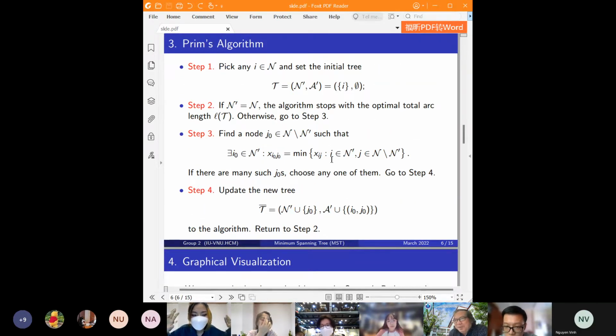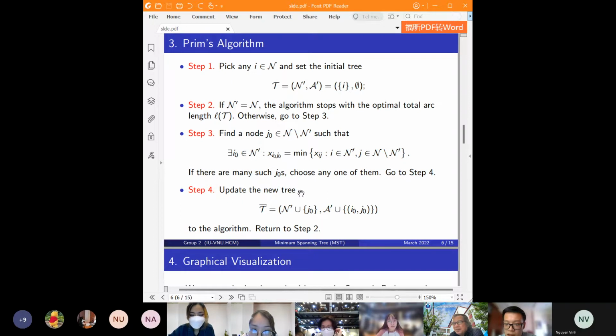The algorithm here sounds okay. Anyway, we can understand. But where is the stop of the algorithm? Yeah, it is at step 2. If we add the arc and the node at an iteration, then we have to return to step 2 to check for the new tree. So the breakout will be here. If the tree includes all the nodes of the initial network, which means that it already spans the network, then the algorithm will stop, with the optimal total arc length being the length of the current tree.